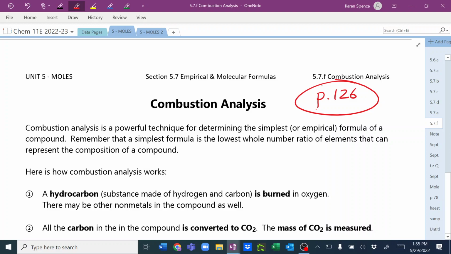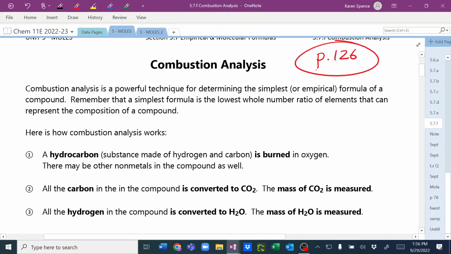Combustion analysis is a powerful technique for determining the simplest empirical formula of a compound. Remember that the simplest formula is the lowest whole number ratio of elements that can represent the composition of a compound. Here is how combustion analysis works.